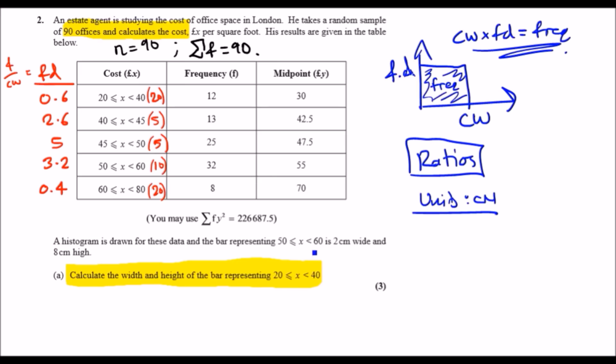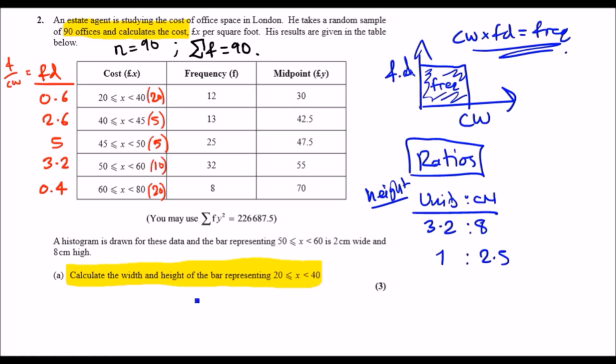Let's just discuss the 50 to 60 bar, yeah? Let's discuss firstly the frequency density, the height. This is the frequency density. We can say that for every 3.2 units of height, this is equivalent to a height of 8 centimeters. So first thing first, just find what 1 unit is, divided by 3.2. It will just be 8 over 3.2, which is 2.5. So every 1 unit is 2.5 centimeters of height.